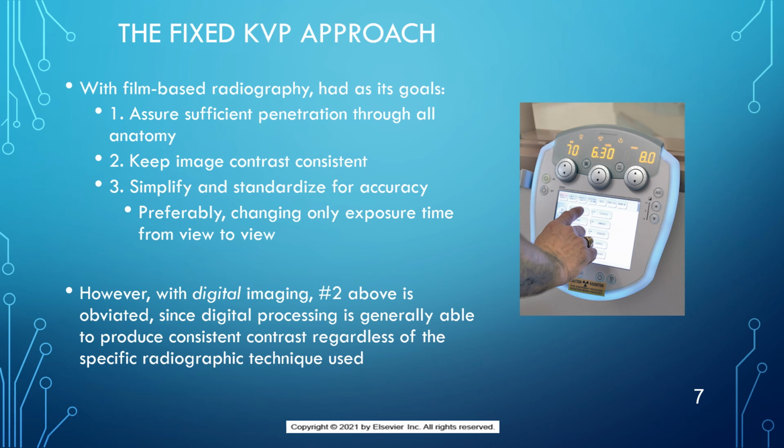Simplify and standardize for accuracy. It's really easy to make adjustments in the fixed KV approach because you just change exposure time. With digital imaging, contrast of the final image is not controlled by KVP, and so the fixed KV approach, one of the reasons for using it, is no longer present in the digital age. The fixed KV approach also has a fundamental flaw. You're going to overexpose your hypersthenic patients.